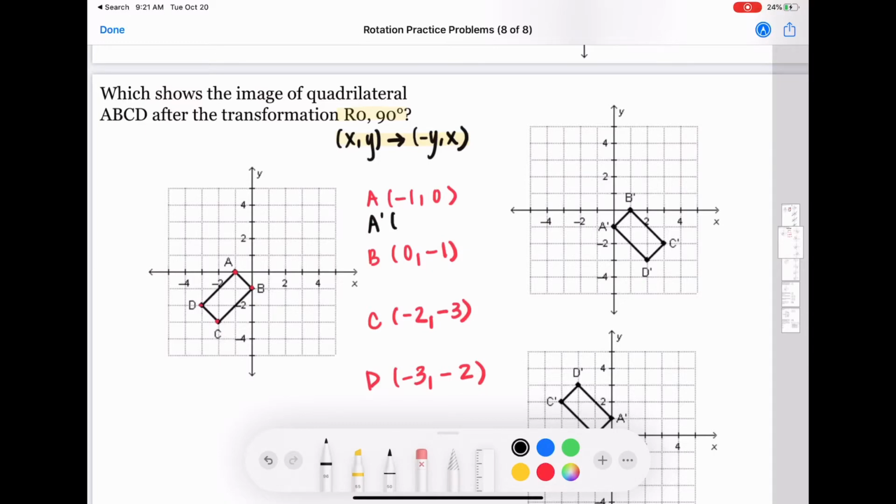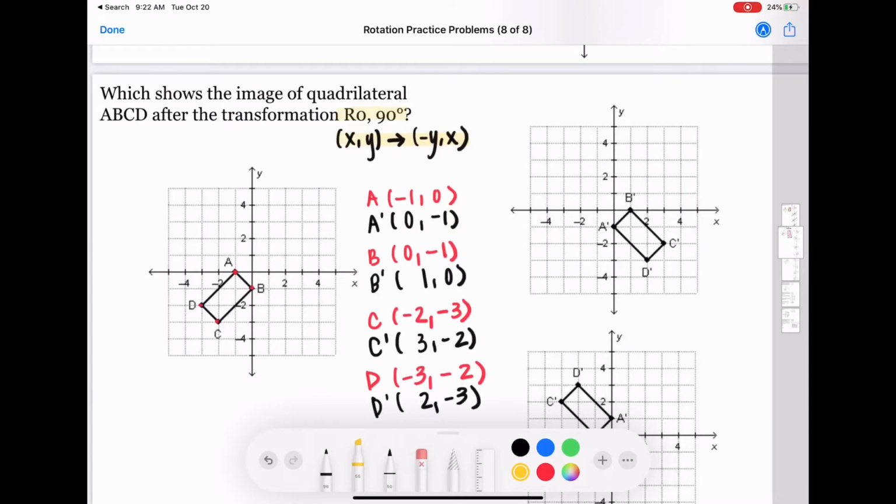So, like before, we would switch the x and y coordinates, and then go ahead and negate the y. Negated 0 just stays 0. Switch the x and y coordinates, and then negate the y. Switch the x and y coordinates, and then negate the y. And one last one, switch the x and y coordinates, and then negate the y. So there are our resulting vertices.